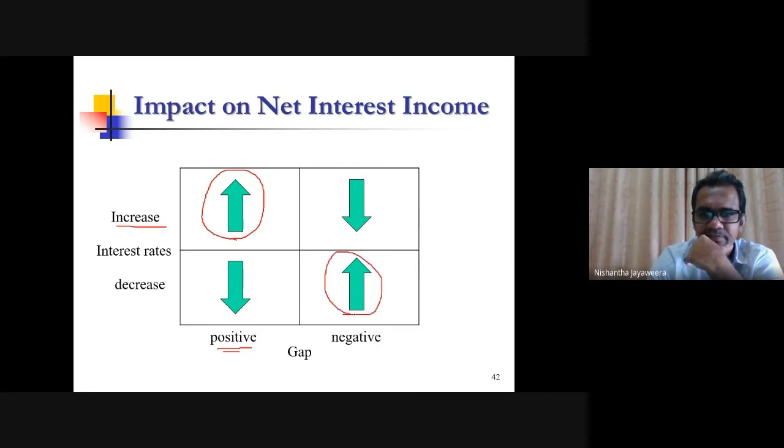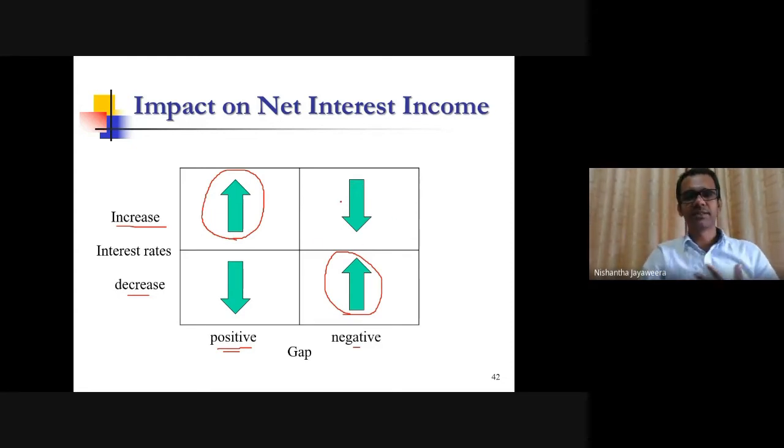What is this? You have a negative gap, interest rate decreases, so your net interest income increases. Whenever you have a negative gap but the interest rate increases, your net interest income decreases. I think there is no need to remember this, even though this is the summary. But the best thing is to understand what is a positive gap and what is a negative gap. Then you can decide what would happen whenever there is a rate increase or a rate decrease.